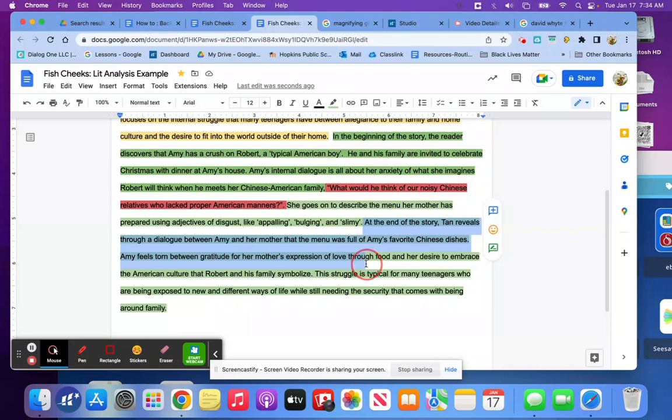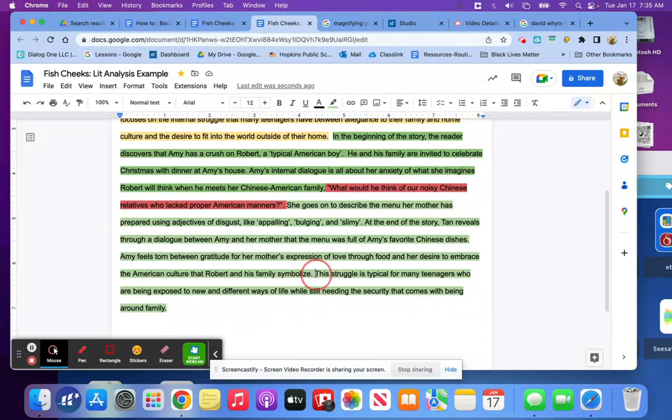Amy feels torn between gratitude for her mother's expression of love through food and her desire to embrace the American culture that Robert and his family symbolize. So this is where I've just referenced other parts in the story that are similar to this quote. And then I say that this is really a symbol of her being torn, right? There's that word that also means struggle between the love of her mom, which is her home culture, and this American culture that Robert and his family symbolize.